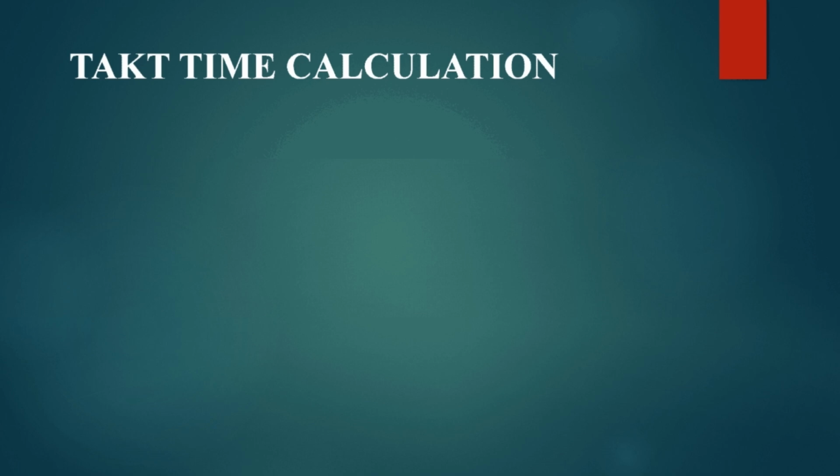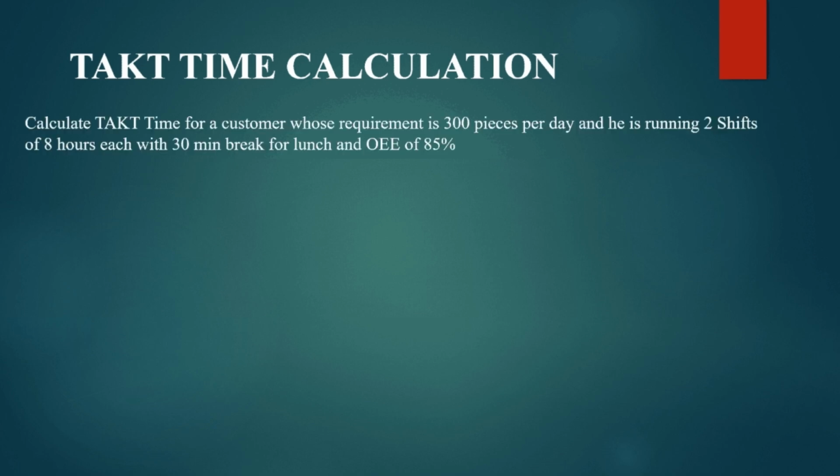Let's see how we calculate it by taking an example. The question is in front of you. The important points to be taken from this are represented by these blocks. Customer requirement is 300 pieces. Customer is running 2 shifts. Each shift is of 8 hours with a 30 minute break for lunch, and the OEE of the customer is at 85%. So we need to break down this statement into a few steps, which are as follows. The customer requirement is 300 per day.